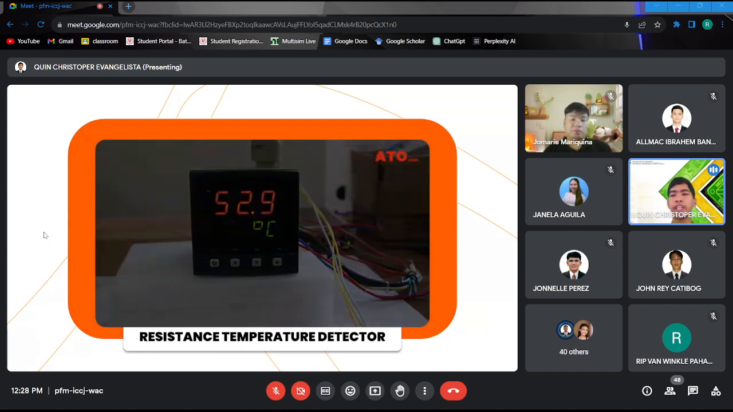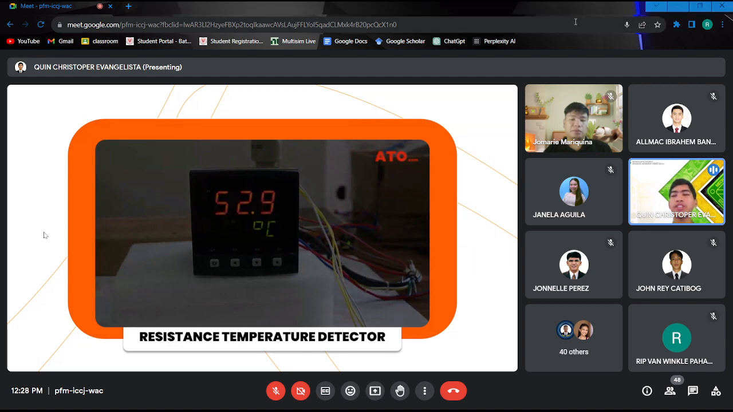The simplest way to measure the resistance of an RTD is to inject a constant current into the RTD and to measure the voltage that develops across the RTD.